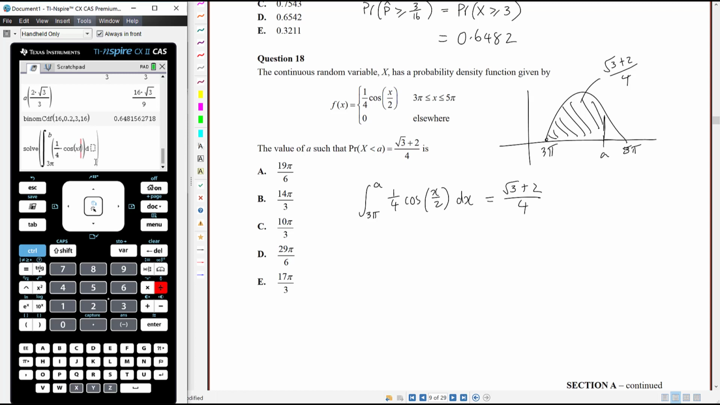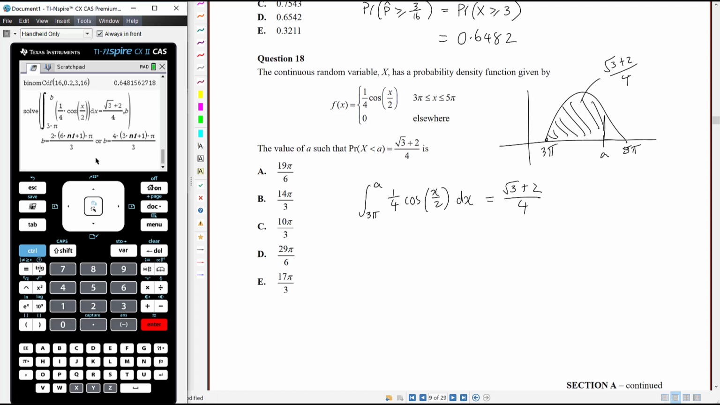That should be default at the start; you should have checked that at the start of the paper when you're working with trig. So antiderivative of a quarter cos of x on 2 from pi on 3 up to an unknown value, which I've called b, has to be equal to square root of 3 plus 2 over 4. And we want to solve that for b.